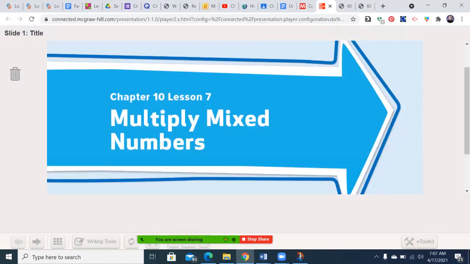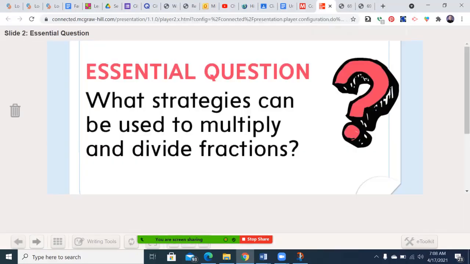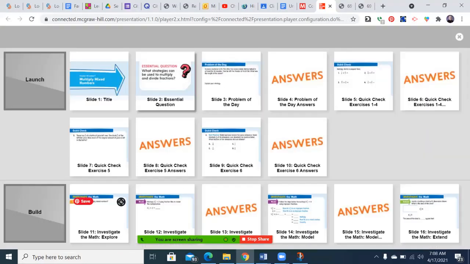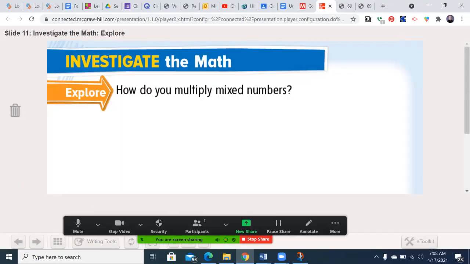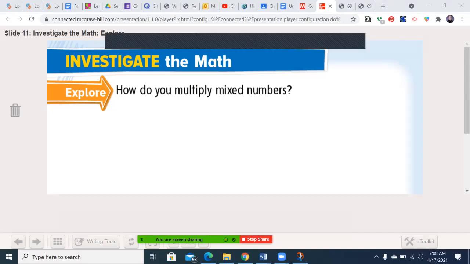Let's return back to our essential question today. What strategies can be used to multiply and divide fractions? And we'll see today that we need the strategy of being able to convert a mixed number into an improper fraction. We'll need the strategy of simplifying. And now let's move forward here. This part is not in your book. How do I multiply mixed numbers? And we just saw an example there.